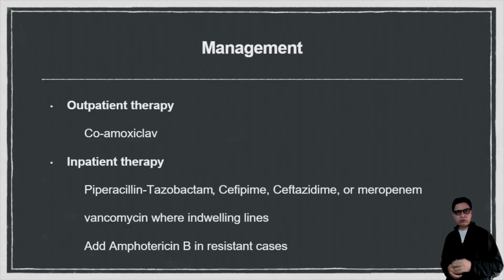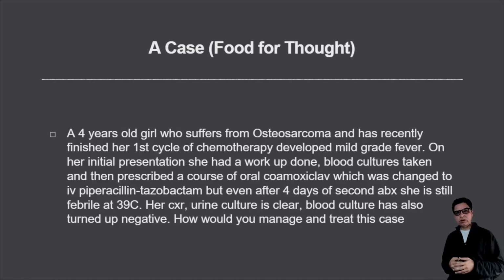So coming back to our case, the 4-year-old girl who was suffering from osteosarcoma and developed mild fever. Again, she was given oral co-amoxiclav, didn't improve. Then the antibiotics were changed to piperacillin tazobactam. She still didn't improve and still has got a fever of 39 degrees Celsius. So how would you manage this case?